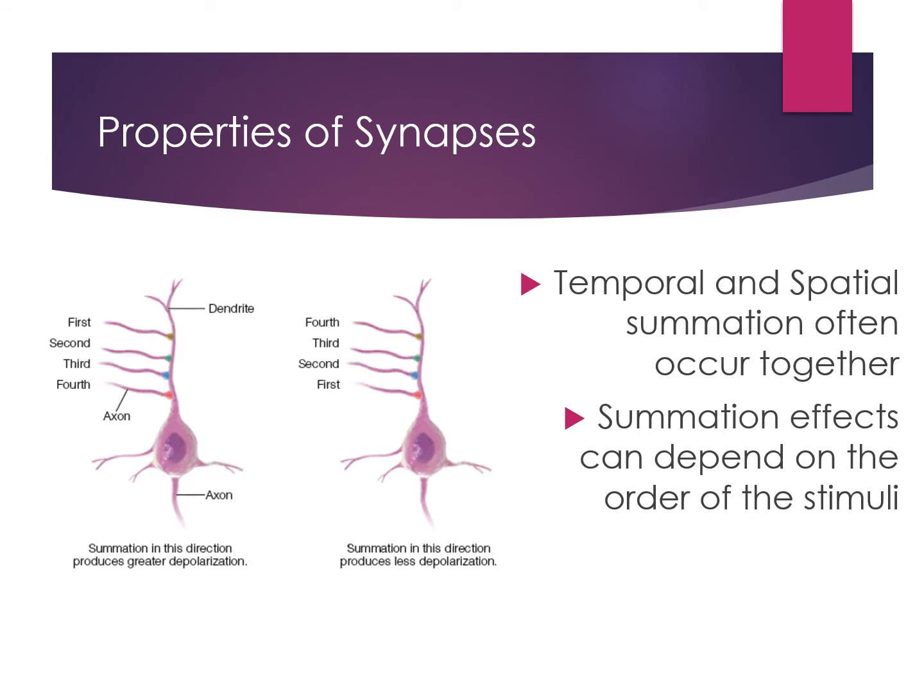Temporal and spatial summation can occur together, and they often do. And how they get summed together can depend on the order of the stimuli. So the strength of the summation can depend on the direction or the order of the stimuli.